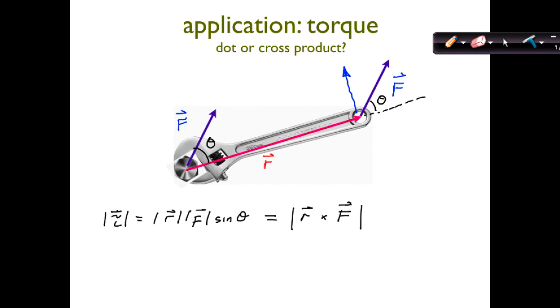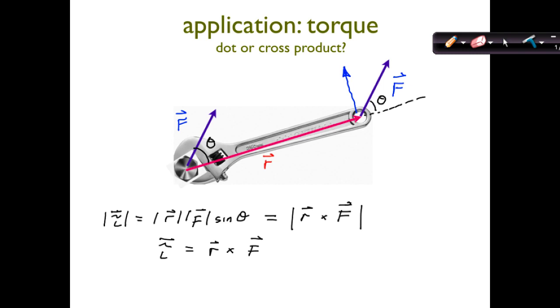Which means that the torque itself, well, this was the magnitude of the torque. So the torque is defined as the cross product. So torque is a vector. It has direction. What's the direction of the torque? What's the direction of the torque? Is this the direction of the torque? That way? Nope.